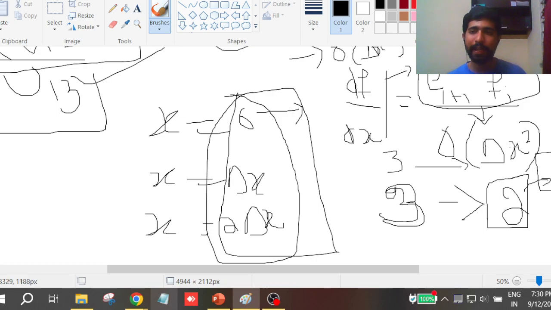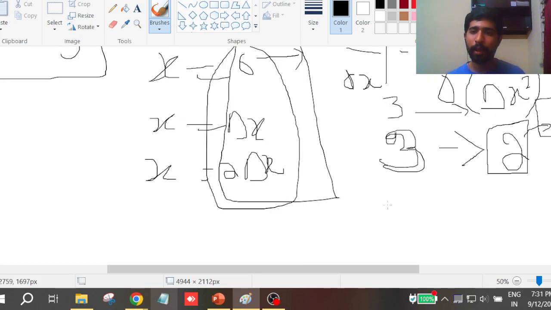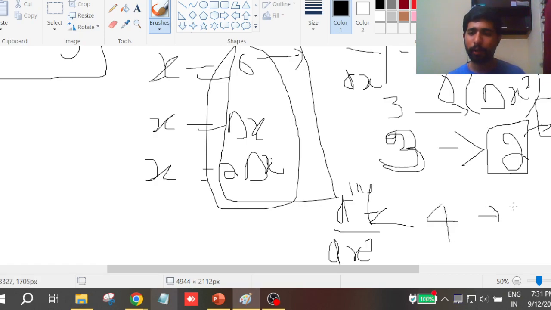So it will go on decreasing. For example, this is for d square f by dx square. Now if I say d triple dash f by dx cube, then if you have 4 points in the stencils, you will get second order accurate for a central difference, and you will get first order accurate for forward or backward difference. So it will go on reducing like this.